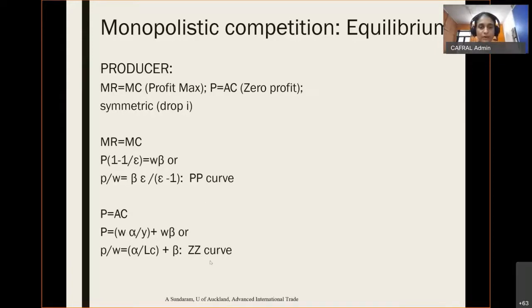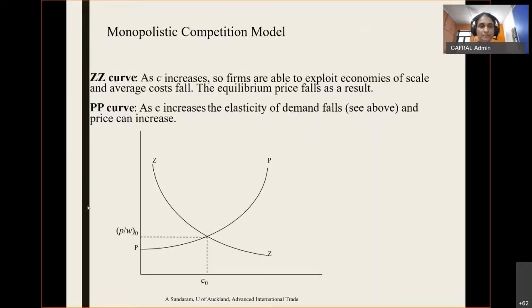Both of them are giving you the relationship between P over W. So think of P over W as the inverse of the real wage, right? W over P is the real wage, and P over W is the opposite of that. It's prices relative to the wage. And I can graph that against consumption of each variety, or quantity of each variety. So that's what we're going to do here. The ZZ curve is going to be downward sloping.